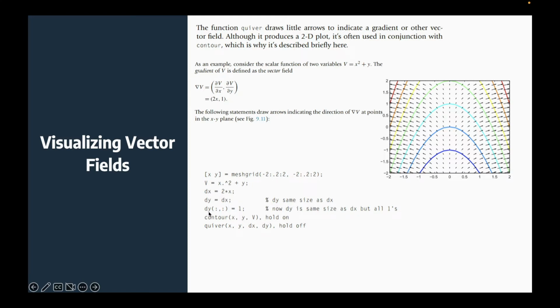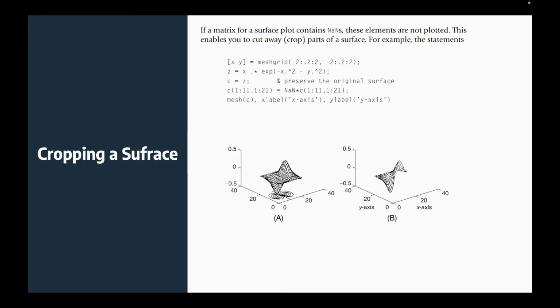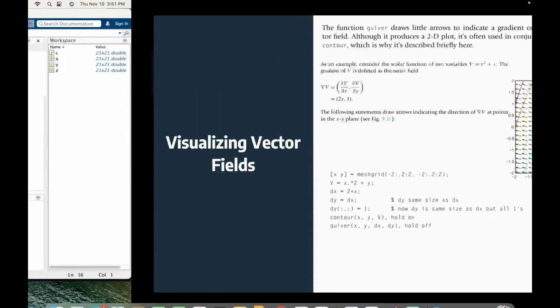Now you say dy for all points should equal 1, and you say contour of x, y, and the function v, so it will draw the contour for it. Hold on. Then you use the function quiver. That's the function which brings the arrows into your graph, so the arrows will follow the trend of your graph. Let's jump into MATLAB and see how we're going to apply it together.